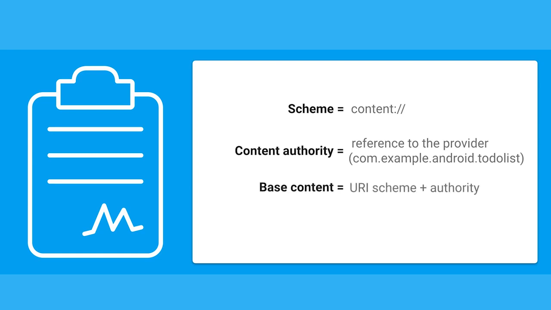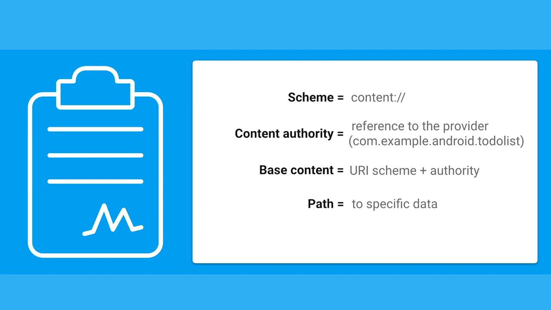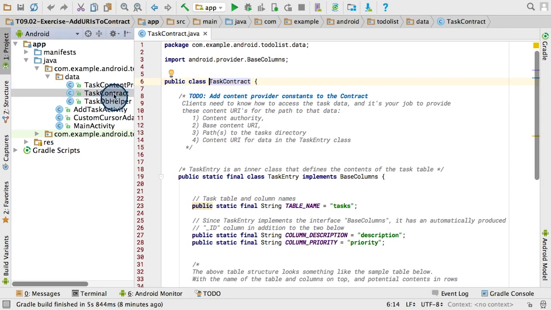After that is a path, and paths point to a specific table or file. And finally, inside your task entry class, you'll want to have a constant for the most specific content URI that combines all of these elements. So let's add these to the contract. So let's open our task contract and add our constants.